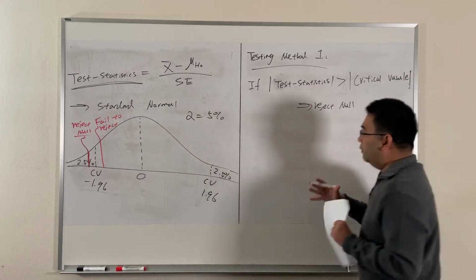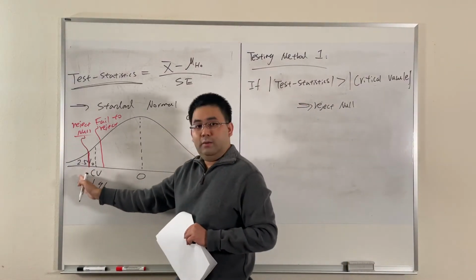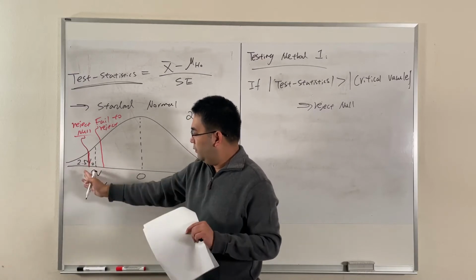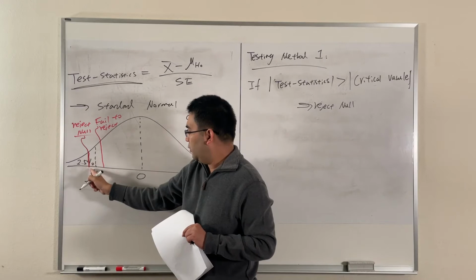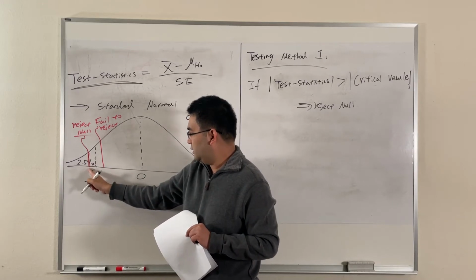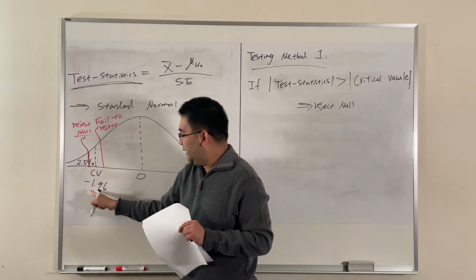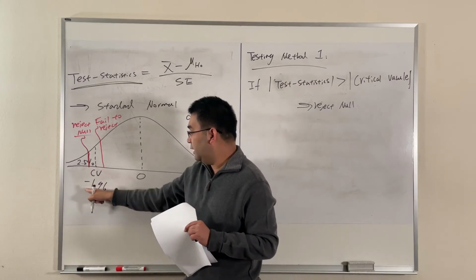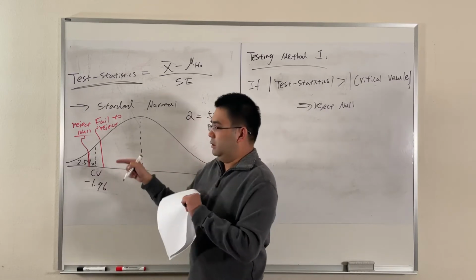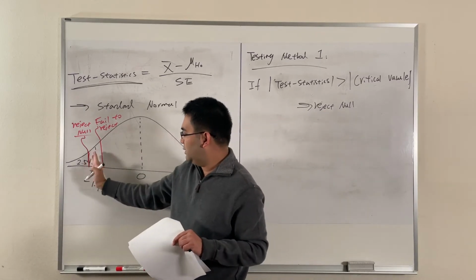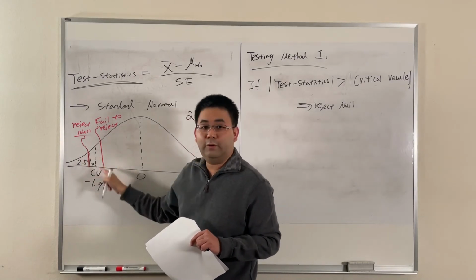right? Why we have to do the absolute value is because if you look at this side here, if you don't look at it with the absolute value, if your test statistics is here, the value itself is less than negative 1.96. So if you want to do the comparison and make sure that this is outside the critical value, then you have to look at it in the absolute value, okay?